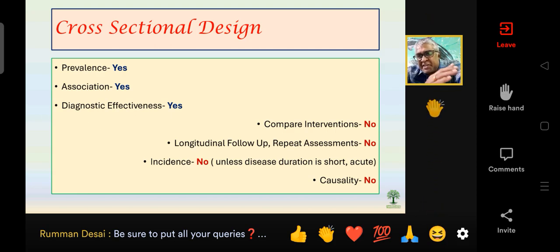So the cross-sectional design, when will I use it? To understand prevalence, when I want to look at associations, when I want to test for diagnostic effectiveness. When is it not useful? If I want to compare interventions, no cross-sectional design. If I am looking at longitudinal follow-up, repeat assessments, no cross-sectional design. If I am trying to find out the incidence of a disease, no, not ideal.